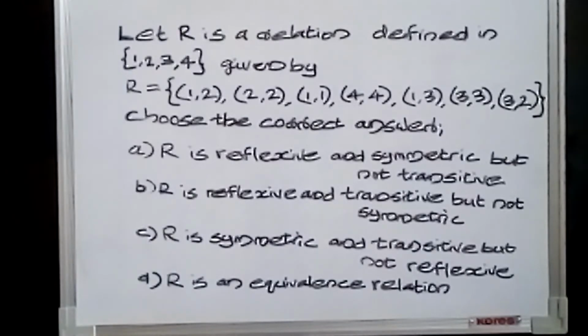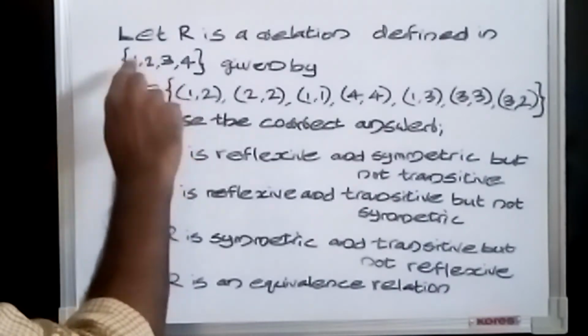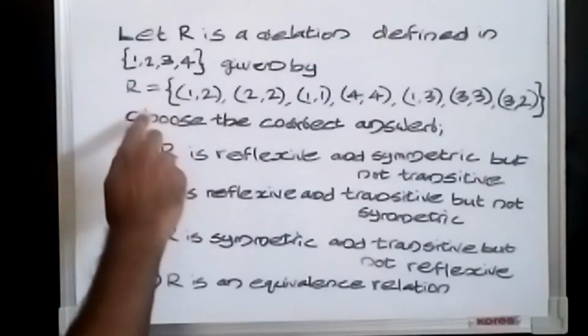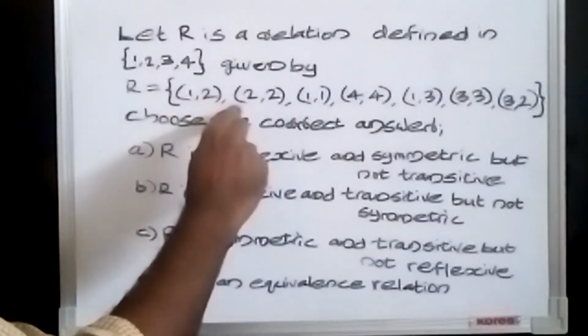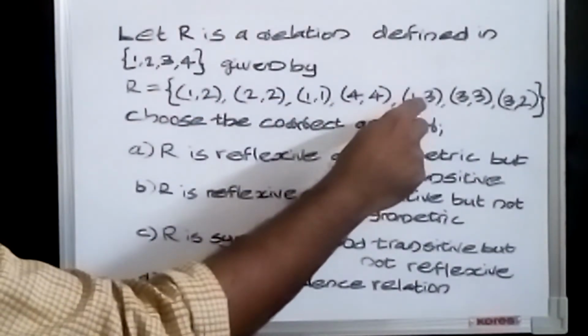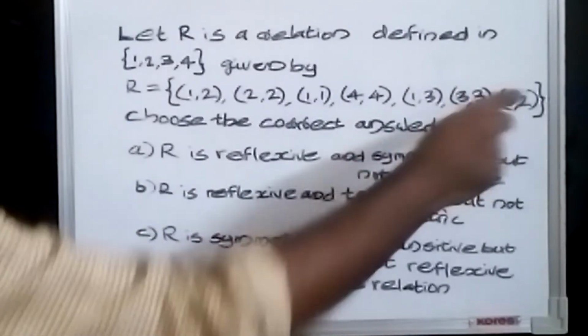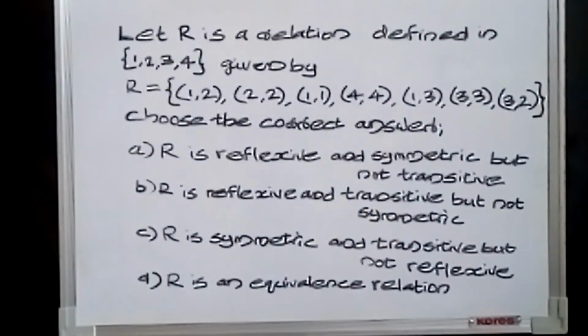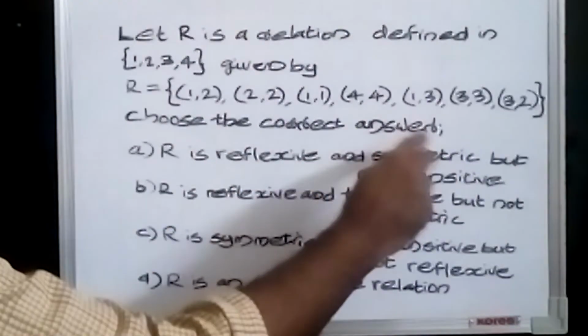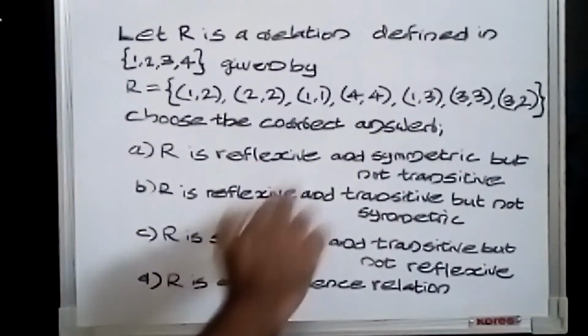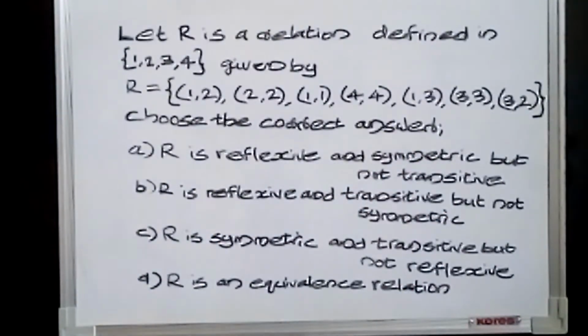Please look at this problem. Let R be a relation defined in the set {1, 2, 3, 4} given by R equal to {(1, 2), (2, 2), (1, 1), (4, 4), (1, 3), (3, 3), (3, 2)}. Choose the correct answer. R is reflexive and symmetric but not transitive. Reflexive and transitive but not symmetric. Symmetric and transitive but not reflexive. And the fourth option is R is an equivalence relation.